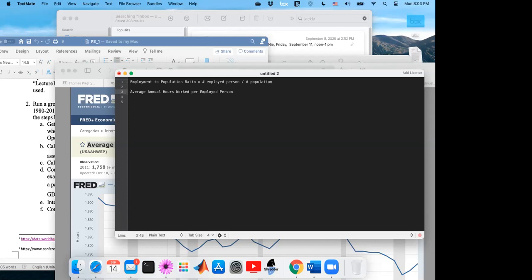And what is hours worked per employed person? The name says everything, right? For each worker, how many hours they work. So why do I need both numbers? Let's call the first one E, defined as E. And the second one, let's define as H.